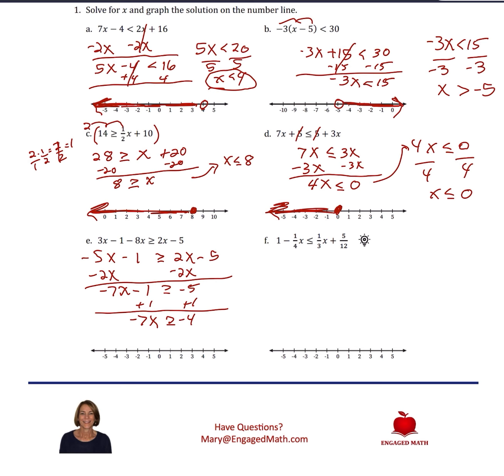All right, so this is going to be a fraction. So now when we divide both sides by a negative 7 to get x completely alone, we're going to get x, and because x is now alone, we have to flip our sign because we divided through by a negative. So x is less than or equal to a positive 4/7. So 4/7 is somewhere between 0 and 1.